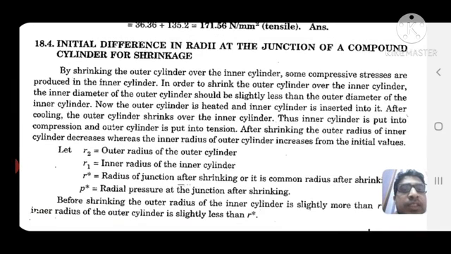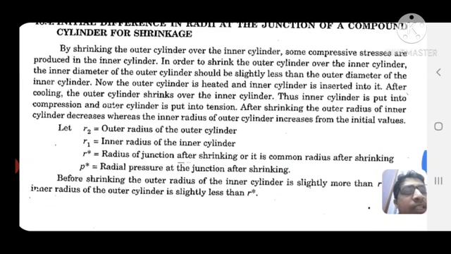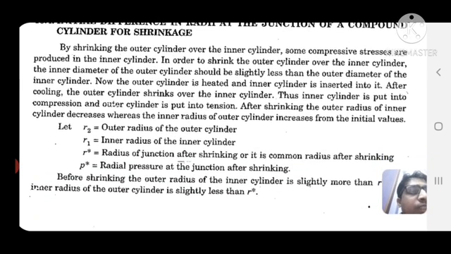Today I am discussing the initial difference in radii at the junction of a compound cylinder for shrinkage. Actually, by shrinking the outer cylinder over the inner cylinder, some compressive stresses are produced in the inner cylinder. In order to shrink the outer cylinder over the inner cylinder, the inner diameter of the outer cylinder should be slightly less than the outer diameter of the inner cylinder.